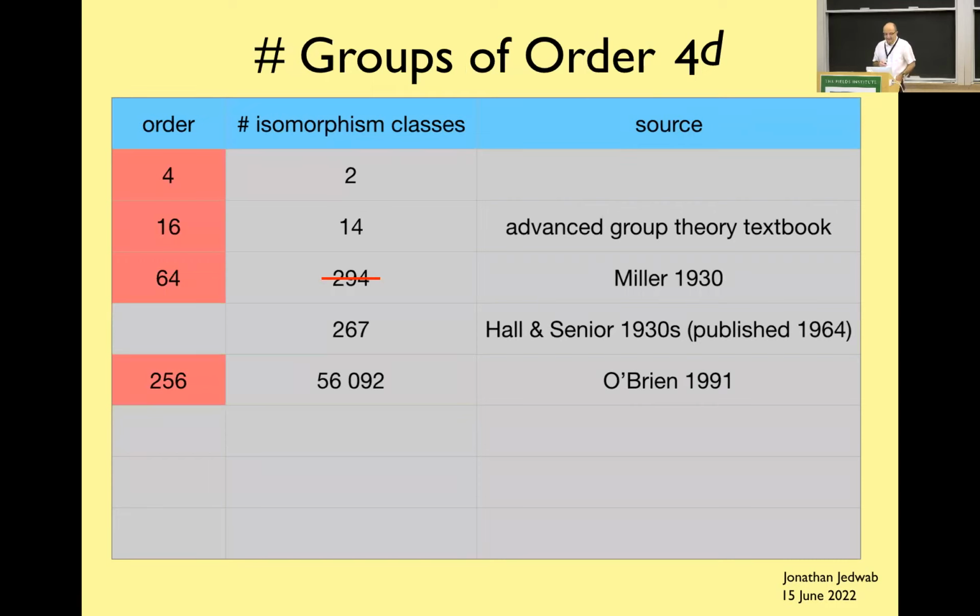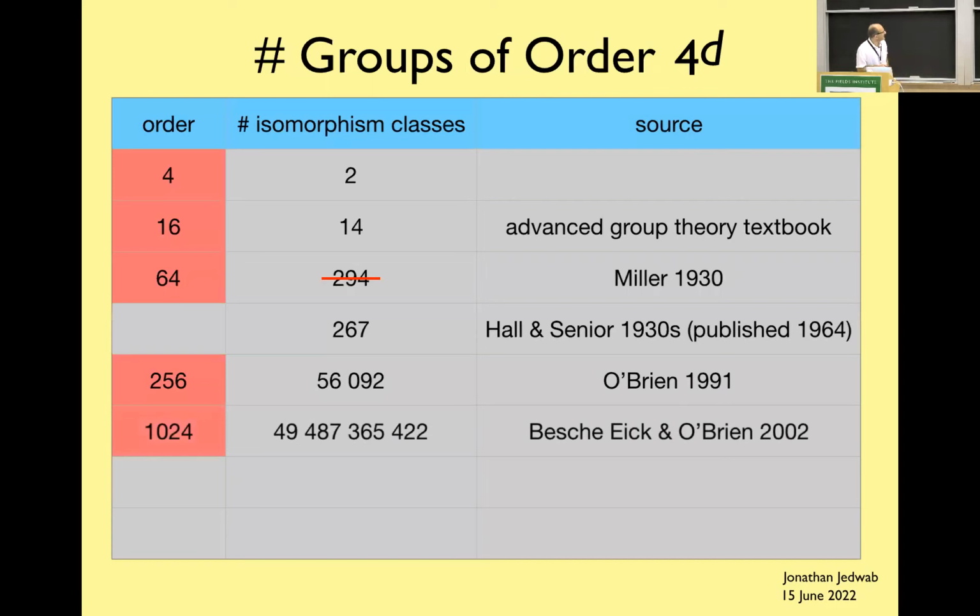How many groups of order 1024? Well, we've known that for 20 years. The answer is 49 billion plus some. At least that's what you would have found on Wikipedia and in every graduate textbook and everywhere online until this year, when it was discovered that that is not the case. Burrell found that that is not true.